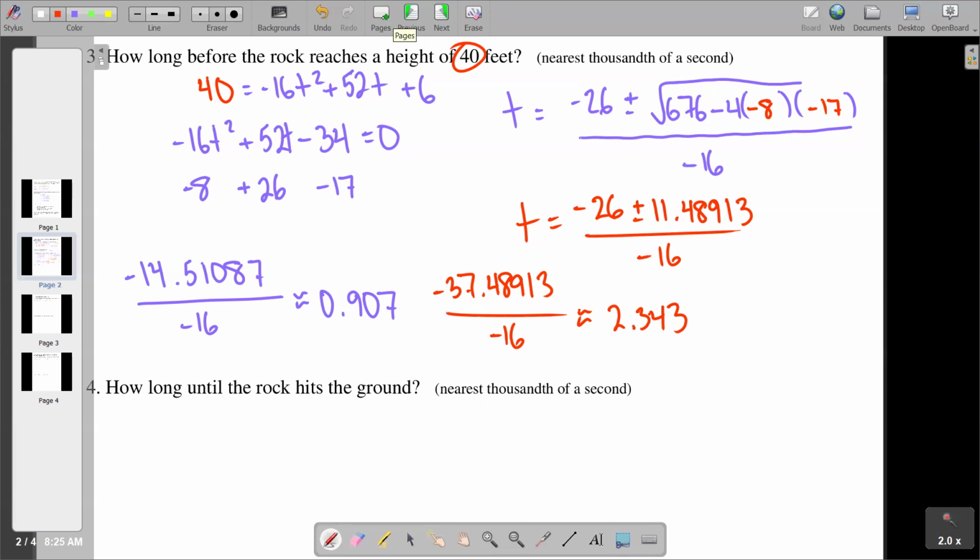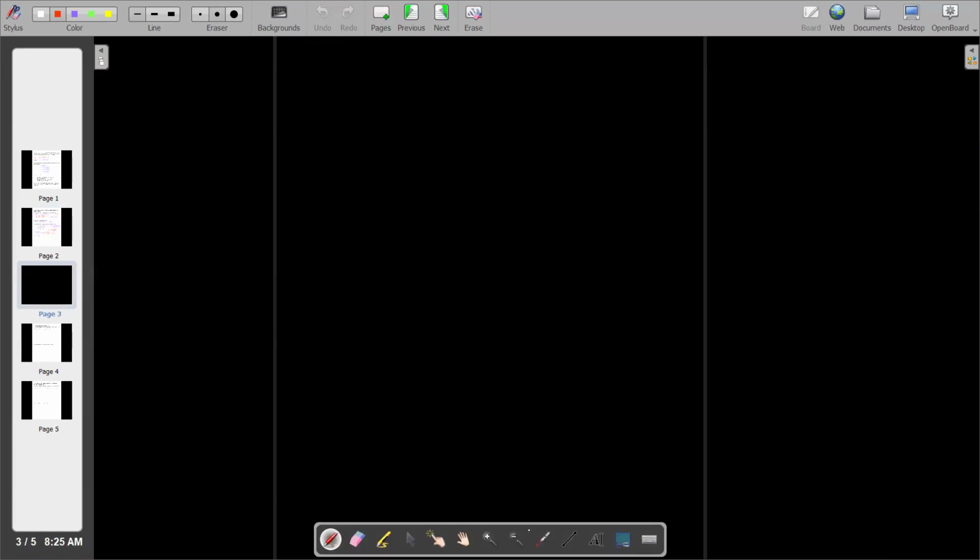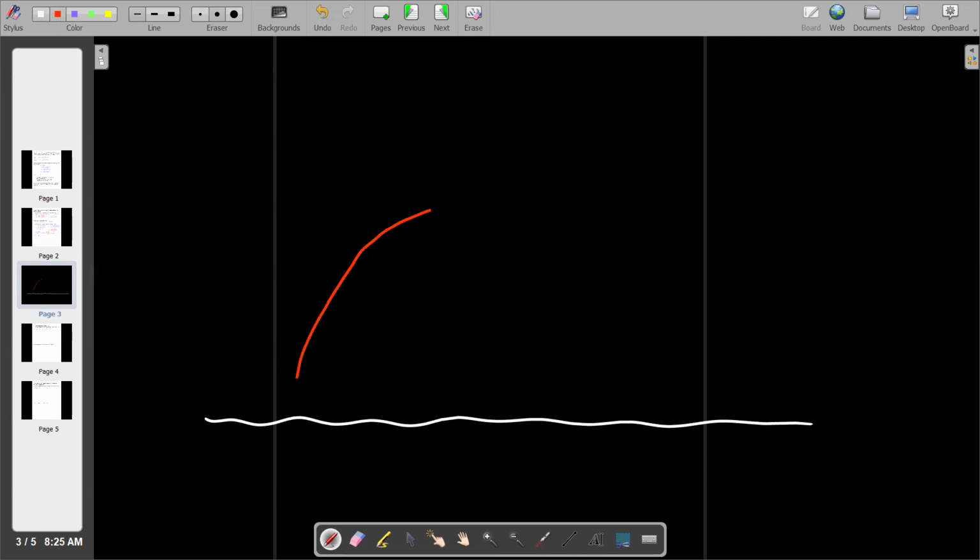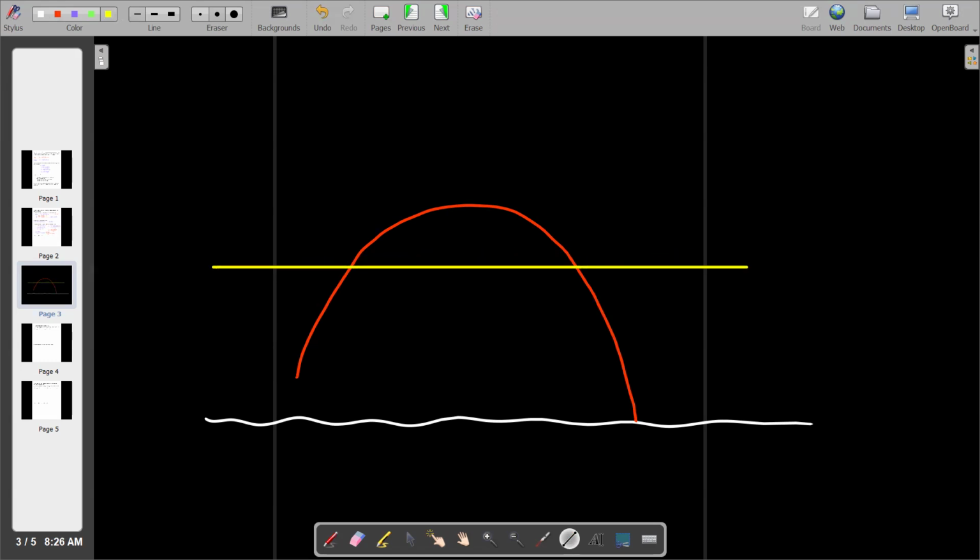There you go. So I will draw for you a very poor excuse for a picture and explain to you. So here's the ground down here. And when you throw a rock, it goes like this. And it hits. And let's say 40 feet might be this little yellow line right here. You would see that that rock crosses that threshold 2 different times. And so one of our solutions was right here. That was the 0.9 or whatever. And then it comes back down through that plane of height right here.